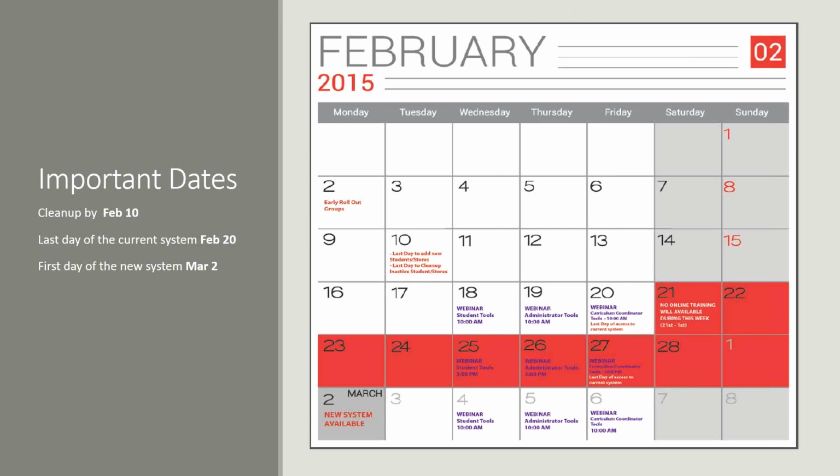The second important date is February 10th. That is the last day our current system is going to be available. So after that, we're going to go in a downtime from the 21st to the 1st of March. And then on March 2nd, that's when we're going to start our new system. So there's going to be downtime from the 21st to the 1st. The 2nd, we go live with the new system.